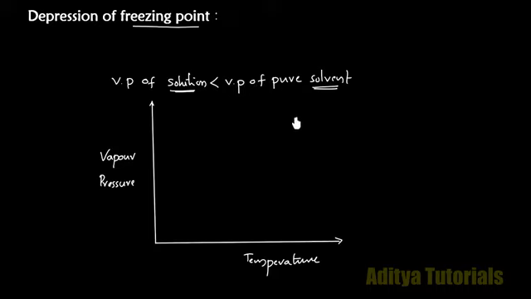Now assume this is a point at a particular temperature for the solvent. This point I am mentioning for the solvent. As you decrease the temperature towards 0, the vapor pressure also decreases. After that, I will take another example, the solution. We know that the vapor pressure of the solution is less than the vapor pressure of pure solvent.